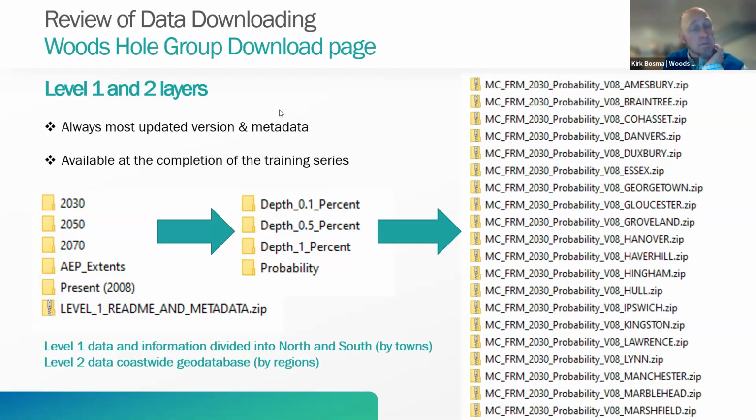We have a new website coming out, which is why I can't show you exact pictures of it, but there'll be direct access to MC-FRM via the website, and there'll also be a direct link that will be provided. The website will include not only all the data, but README, metadata, and fact sheets that will cover a lot of the stuff we covered throughout this training series. And so you'll be able to get that information directly from there.